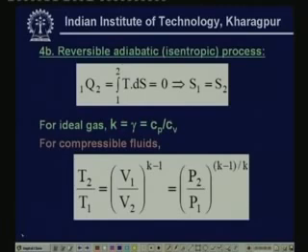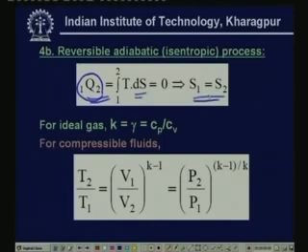If the process is reversible, we can use the Clausius inequality, that the heat transfer during a reversible process is nothing but the integral of TdS. Since 1q2 is 0 here because it's adiabatic, the integral of TdS must be 0. Since T cannot be 0, obviously dS has to be 0. That means S1 is equal to S2. That means a reversible adiabatic process is also an isentropic process.